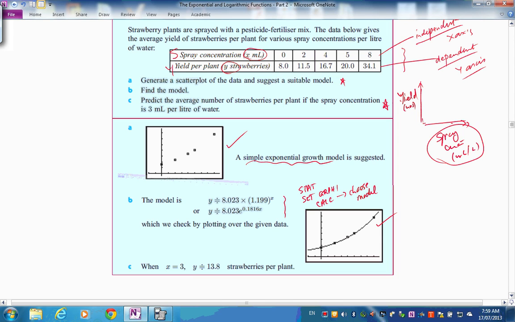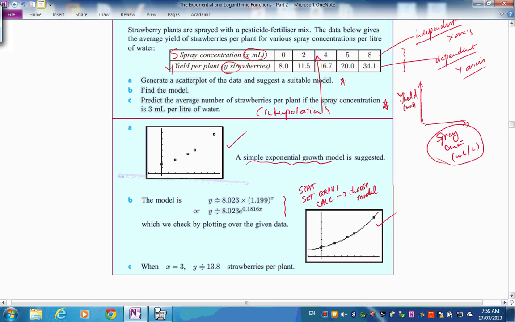The spray concentration is 3 mils. Now let's have a look. 3 is in between here, so that's called interpolation, isn't it? It's interpolation because you're estimating points within the data set.